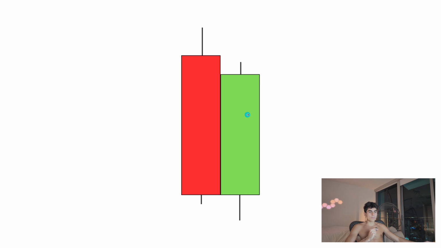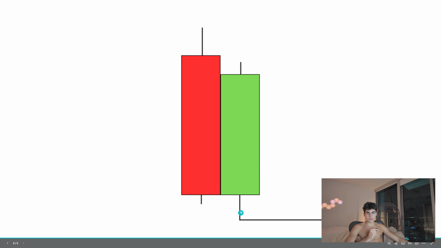Now, for the opposite, I literally just took this image and flipped it 180 degrees. What does this mean? For a low, a red candle followed by a green candle, same exact scenario as before. What do we take? The lowest wick. Guess which one it is? Yep, it's that one right there.